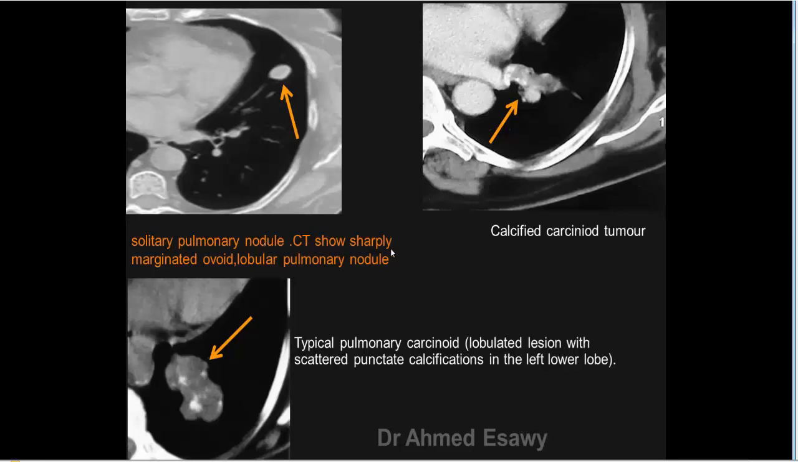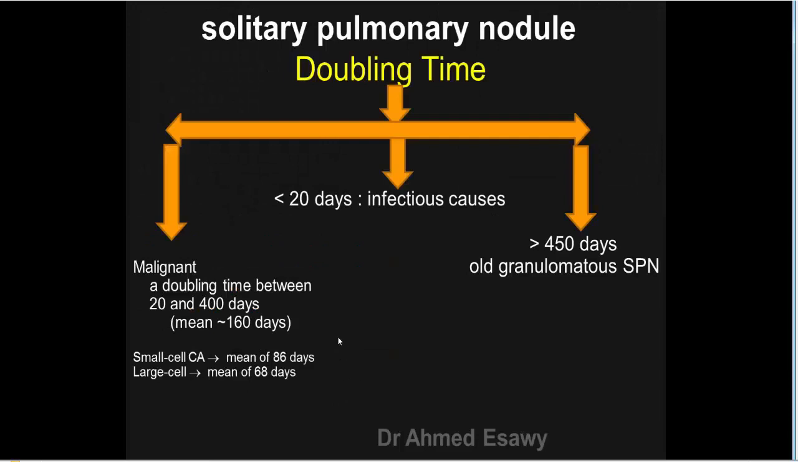Solitary pulmonary nodule in a calcified carcinoid tumor. A marginated, ovoid, lobular, solid pulmonary nodule, a typical pulmonary carcinoid, lobulated nodule with scattered punctate calcification.